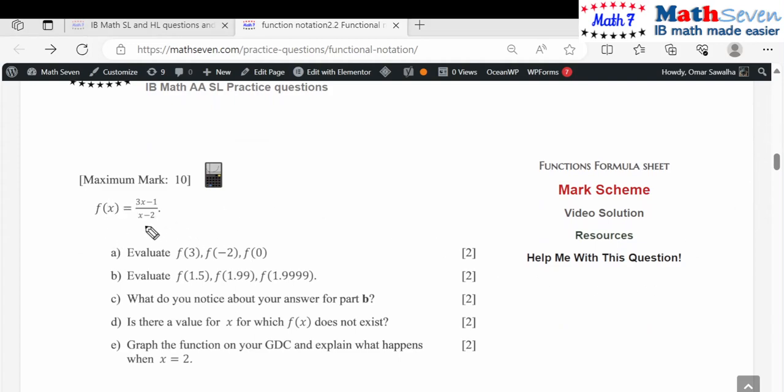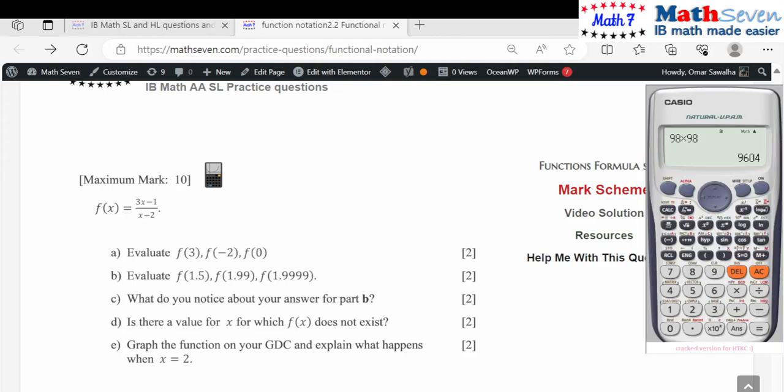So it goes like this. This is a calculator question. So let's bring up the calculator. Okay, so it goes like this. Okay, so you see the calculator. So it goes like this.